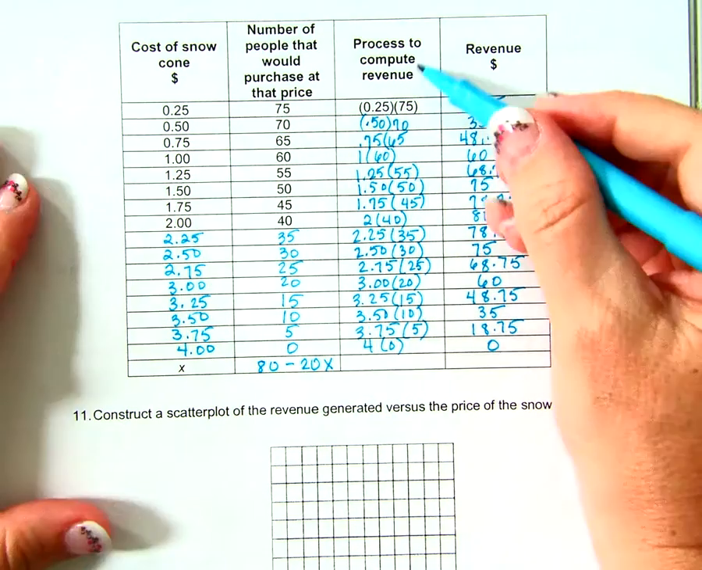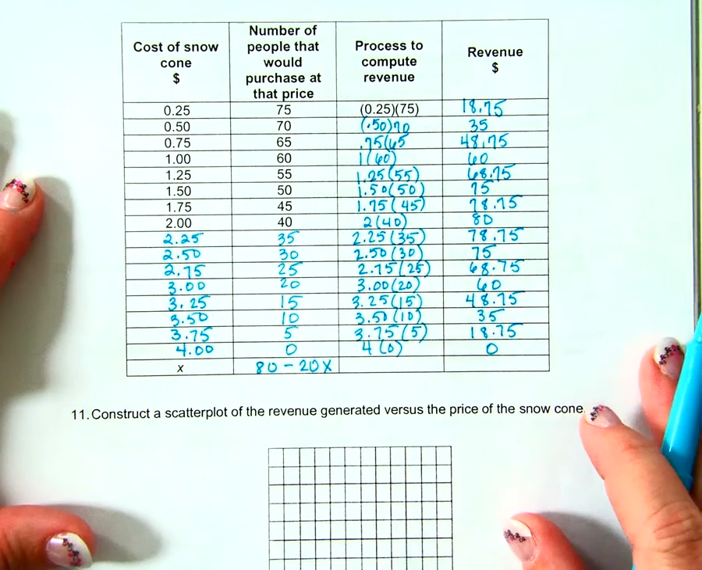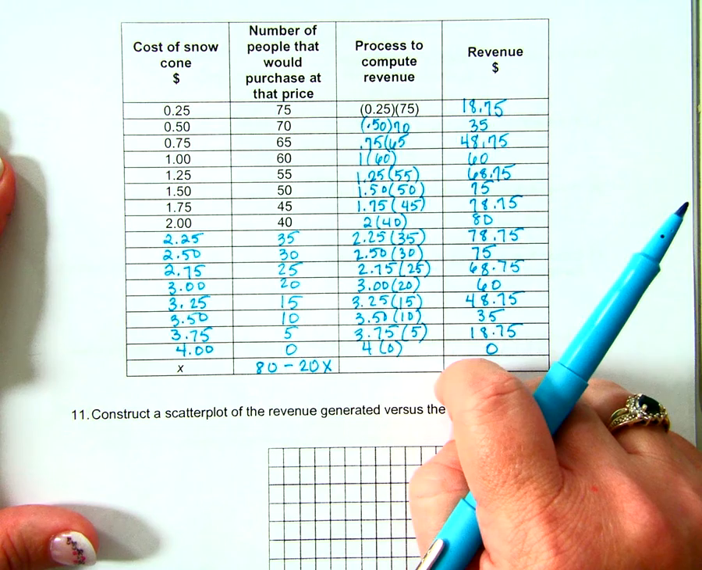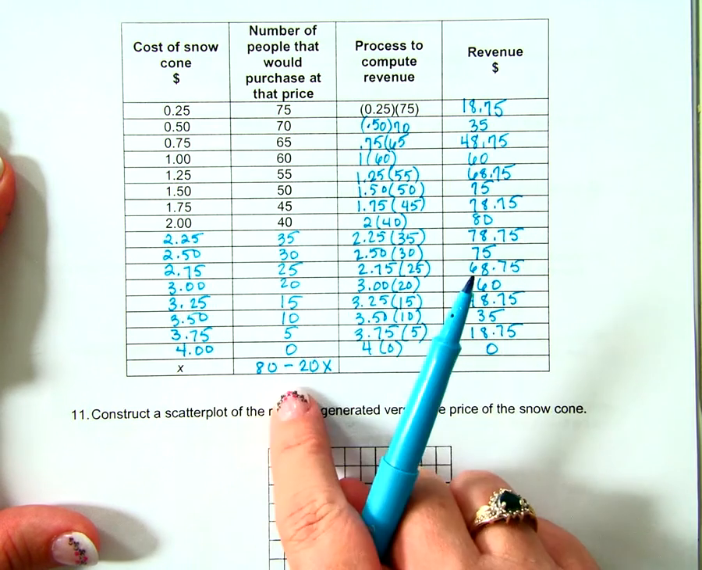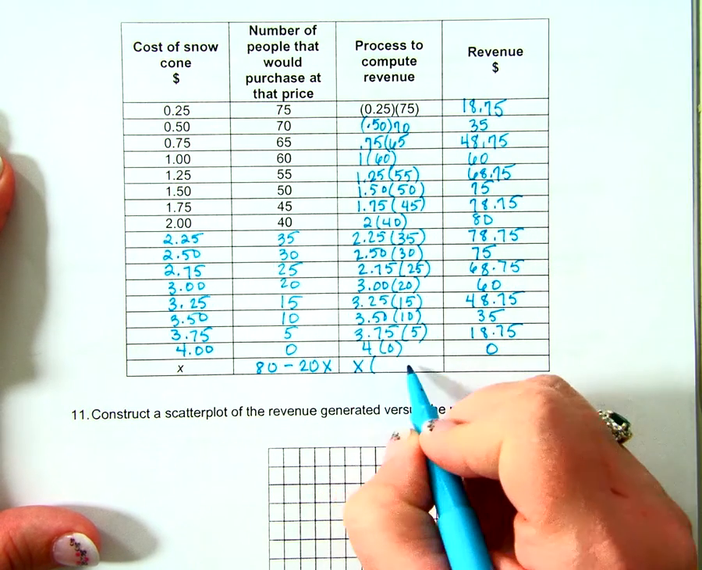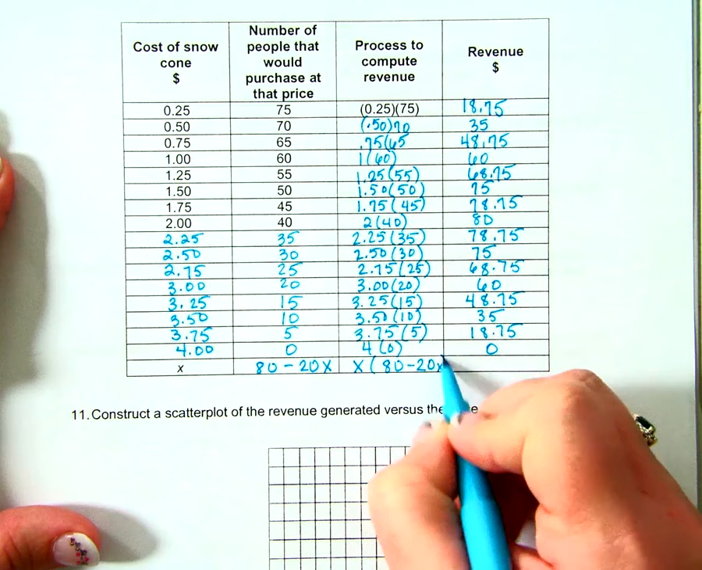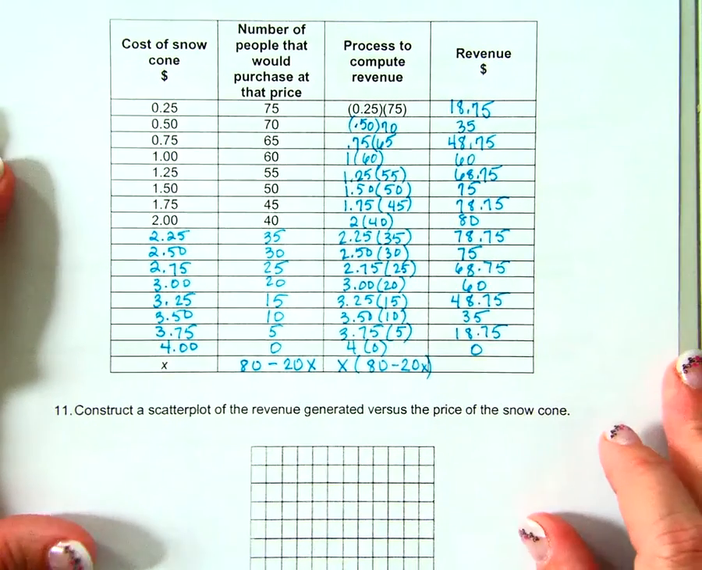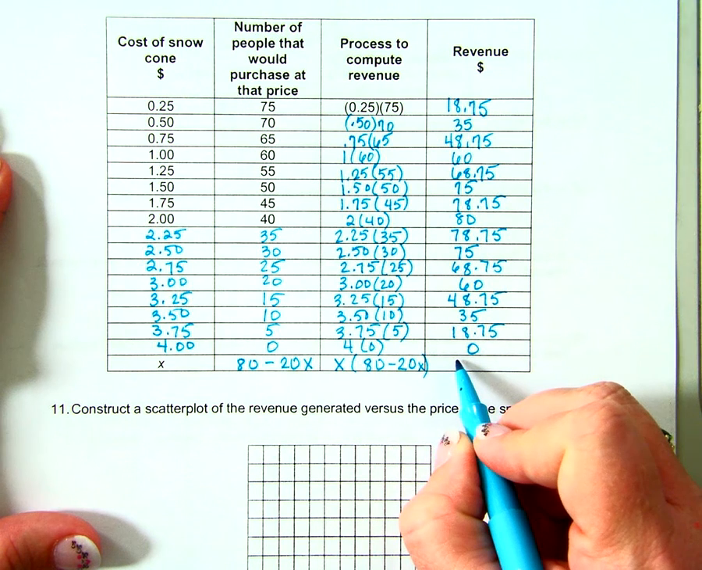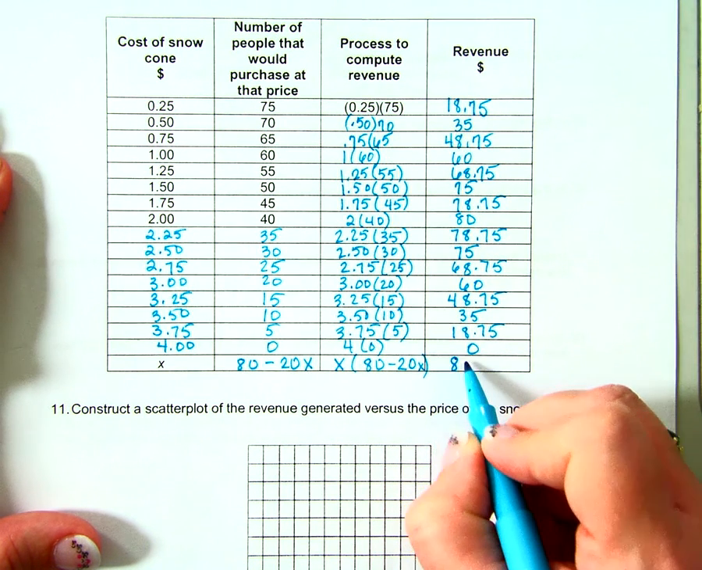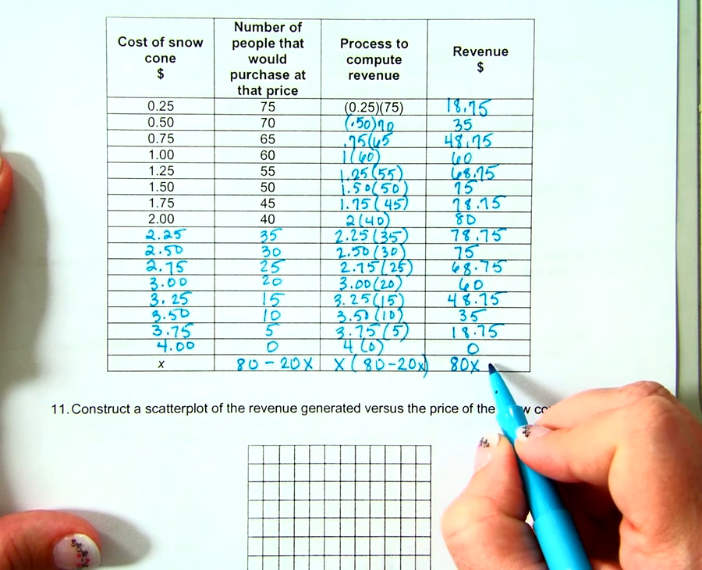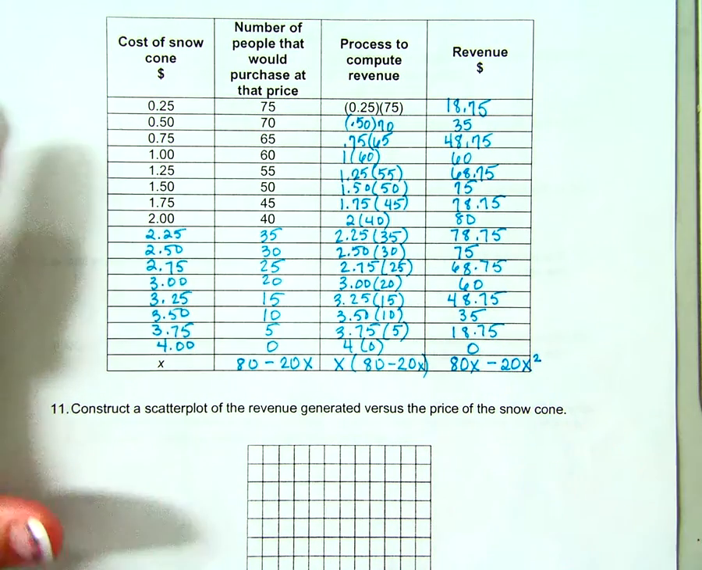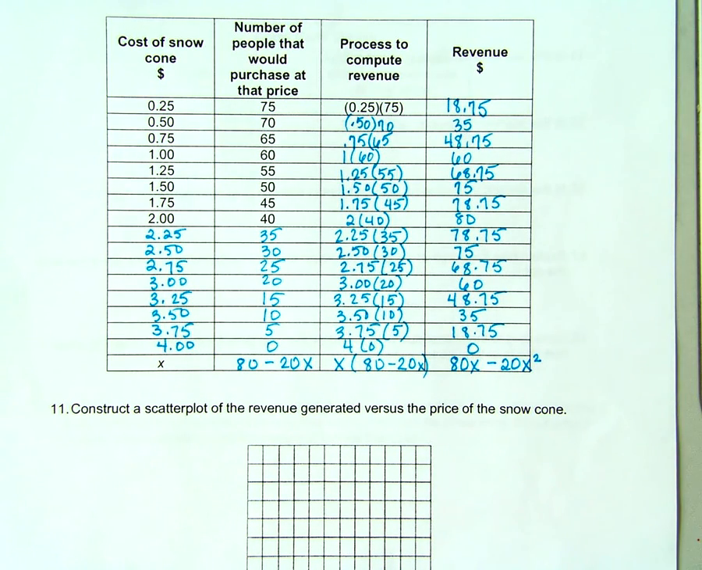Okay? What's the process to compute the revenue? What did we do every time? Multiplied what? The cost times the people, right? So if I multiply the cost times the people, doesn't it look like that? So then what is x times 80 minus 20x? $80x minus 20x squared. Okay?